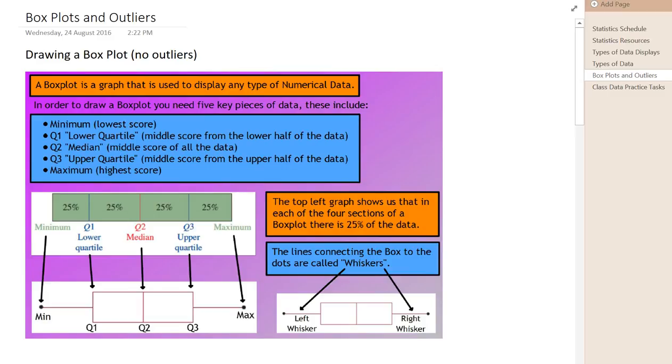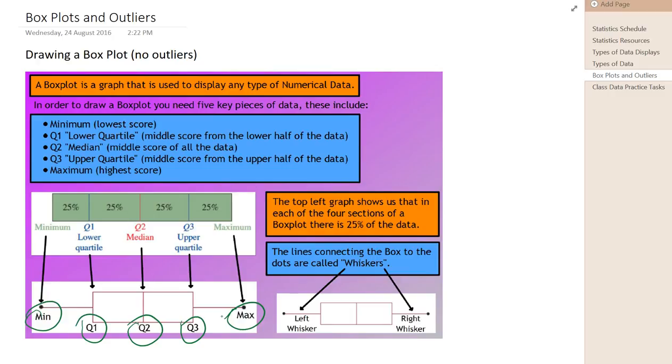So to begin with, we need to know the minimum, we need to know Q1 or the lower quartile, we need to know the median, which is also called Q2, Q3 stands for the upper quartile, and we need the maximum. So the minimum is the lowest score, the median is our middle score when we arrange the data in order from lowest to highest, and the maximum is the highest score.